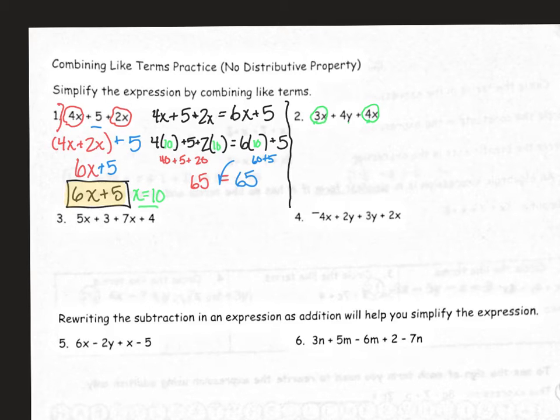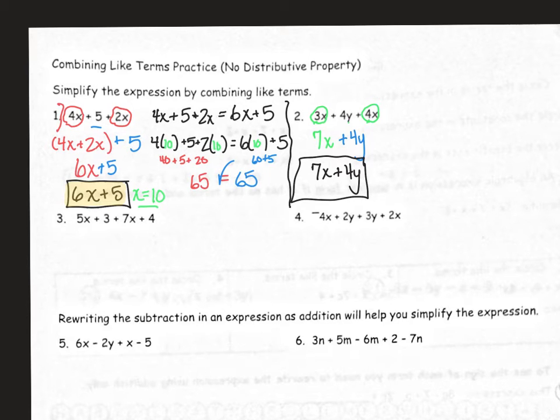So I'm going to combine my x's together. 3 x's plus 4 x's is 7 x's. This time I didn't write it out in parentheses, I just did it in my head. Plus 4y. 4y is a different term, so that's why I didn't add it with it. So it looks like I have simplified, it would be 7x plus 4y. And I think that that's my simplified version.